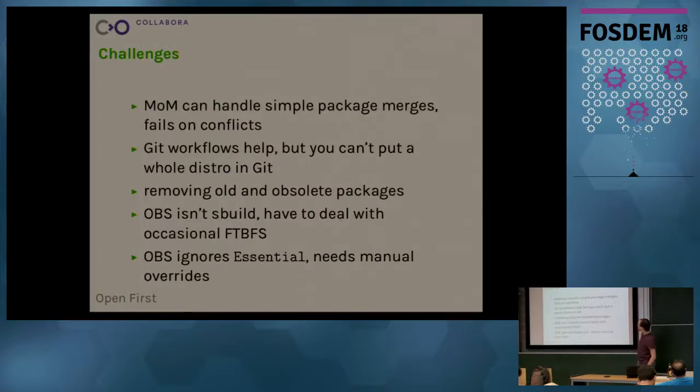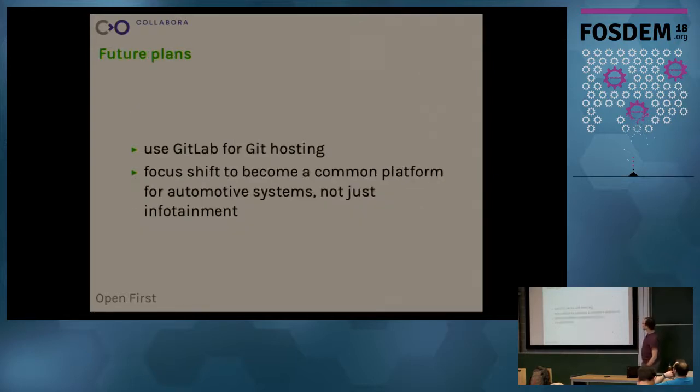So there are quite some challenges working with all of this because, well, obviously, a merge-o-matic cannot handle anything more complicated than just a couple of patches applied locally. Git does help, but we cannot put all things in Git, so we need to decide what we can put in Git and what we have to maintain manually. Removing old packages is quite tricky sometimes because you need to check what's gone in Ubuntu and Debian and so on. And there are a couple of more issues with OBS, basically, because OBS is not Debian stuff, and it doesn't do the same things with building.